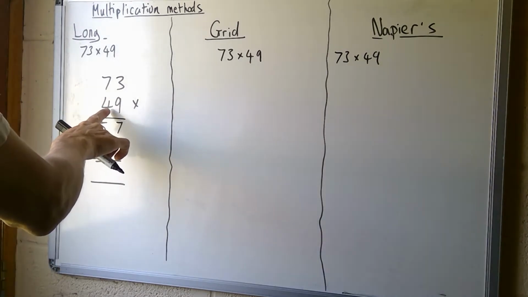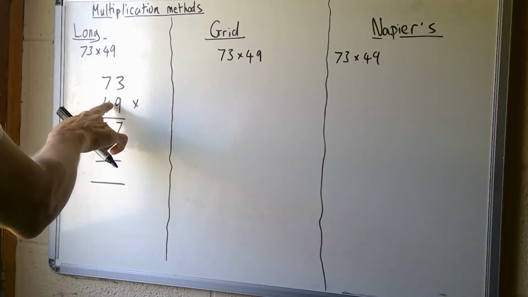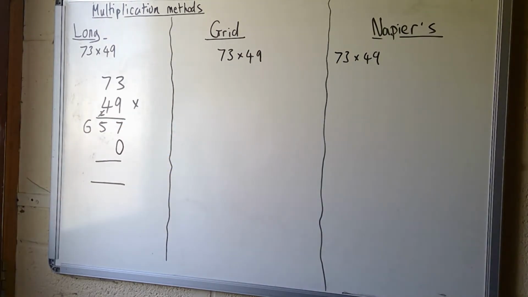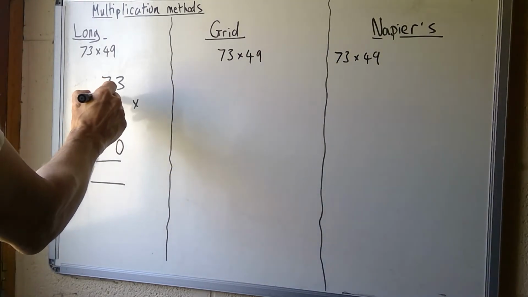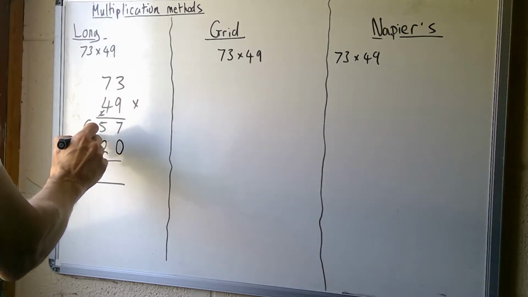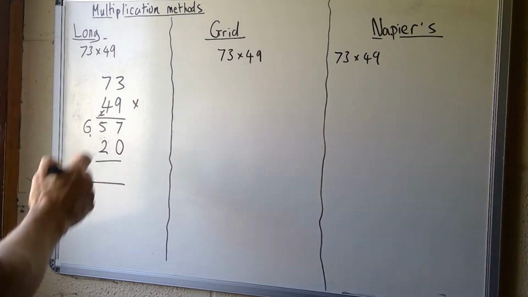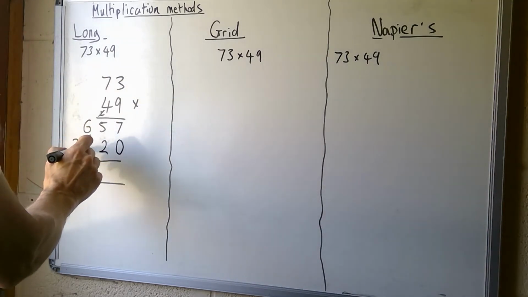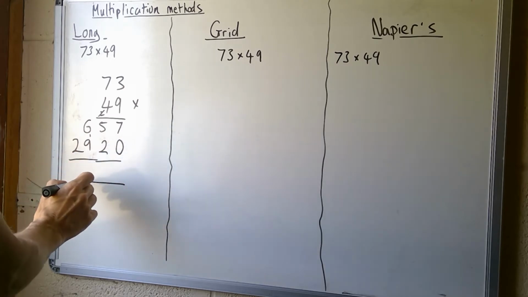I'm now going to multiply by the 4, which is actually 40. Because I'm multiplying by the tens column, I put a 0 in first. 4 times 3 is 12. Carry the 1. 4 times 7 is 28. Add on the 1 is 29.